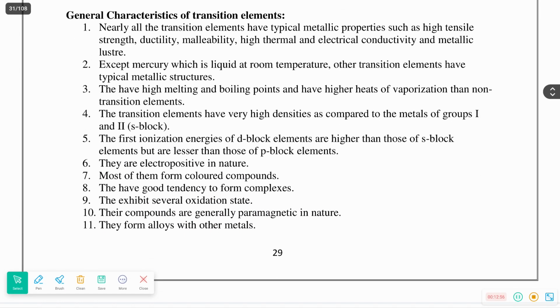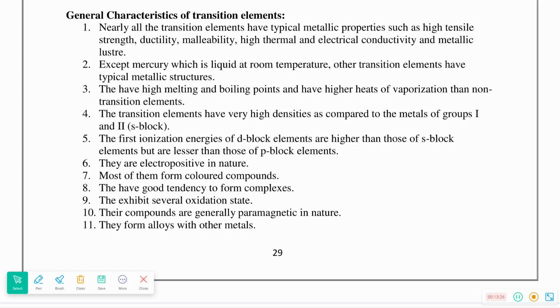The general characteristics of transition elements. The first characteristic is that nearly all the transition elements have typical metallic properties. What are the metallic properties? High tensile strength, ductility, malleability, high thermal and electrical conductivity and metallic luster. That is a common property of a metal.